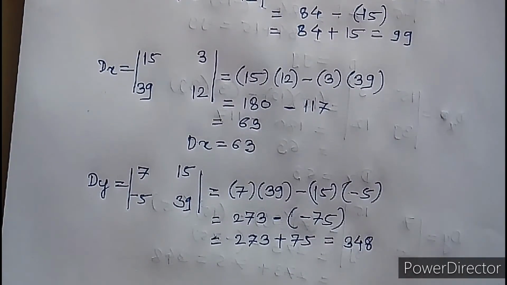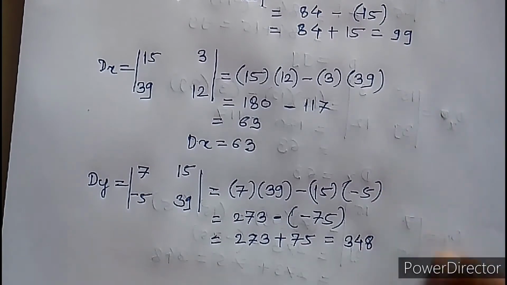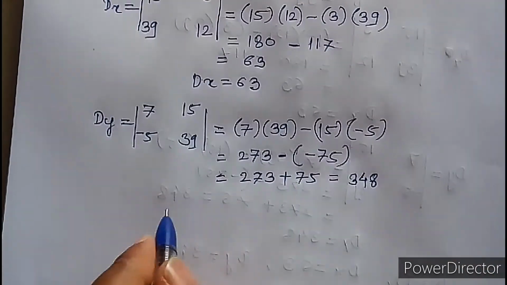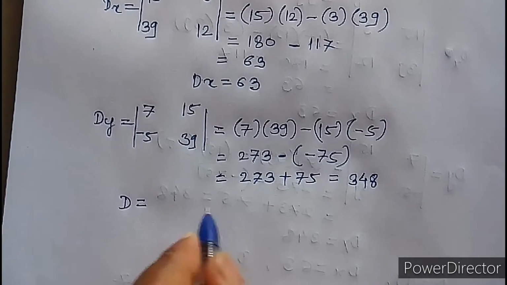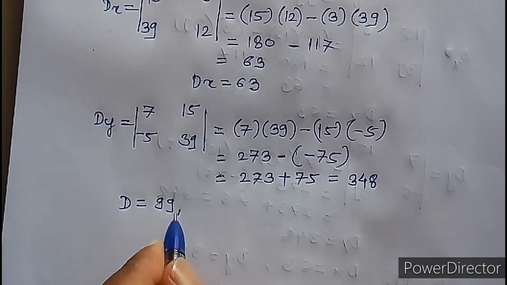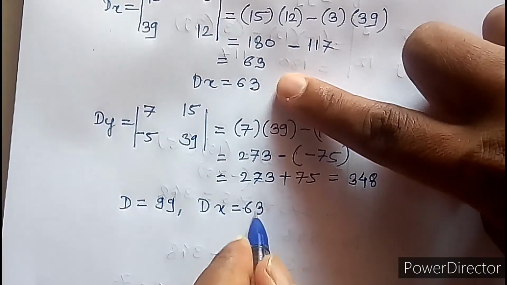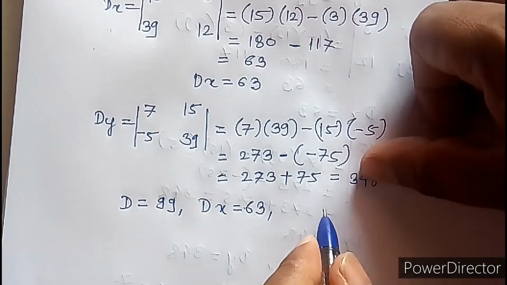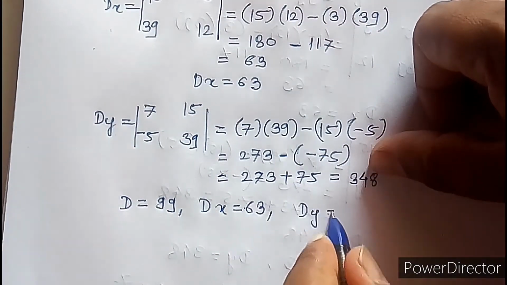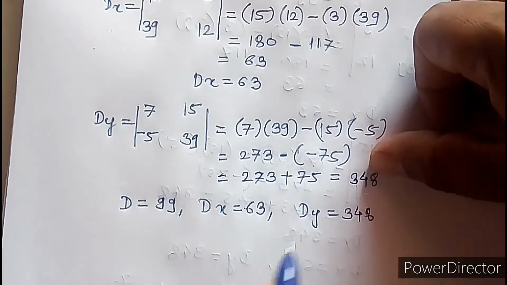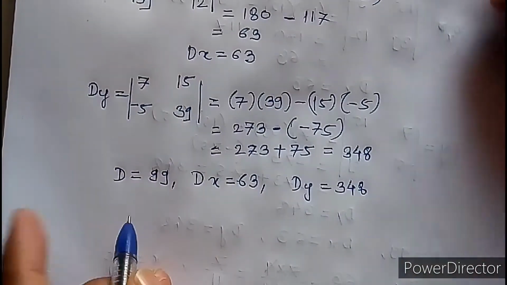Here we get the values of dx and dy. Write down here the values of d, dx and dy. The value of d we get is 99. Write down 99. The value of dx equals 63. Write down 63. The value of dy is 348. Write down 348. Now we have to find the values of x and y.